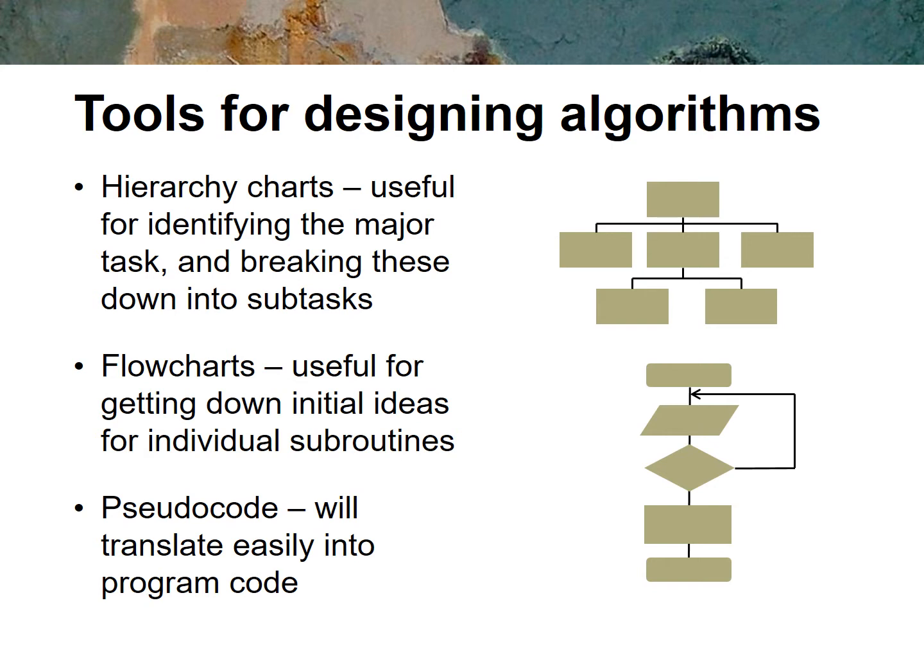As a bit of a recap, there are three different tools that we've looked at so far for designing algorithms. These are hierarchical charts, flowcharts, and pseudocode. All of them have their different uses. Remember, hierarchical charts are useful for identifying the major task and breaking these down into subtasks. Flowcharts are used for giving the flow of data and thinking about individual subroutines, how the data will flow through that program. And pseudocode is high-level English, which is translated easily into programming code to give the programmer an understanding of what the program's about.